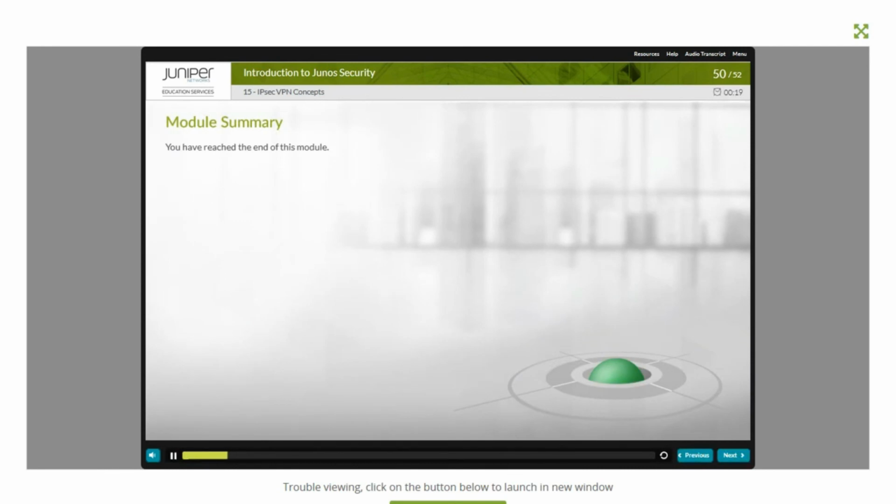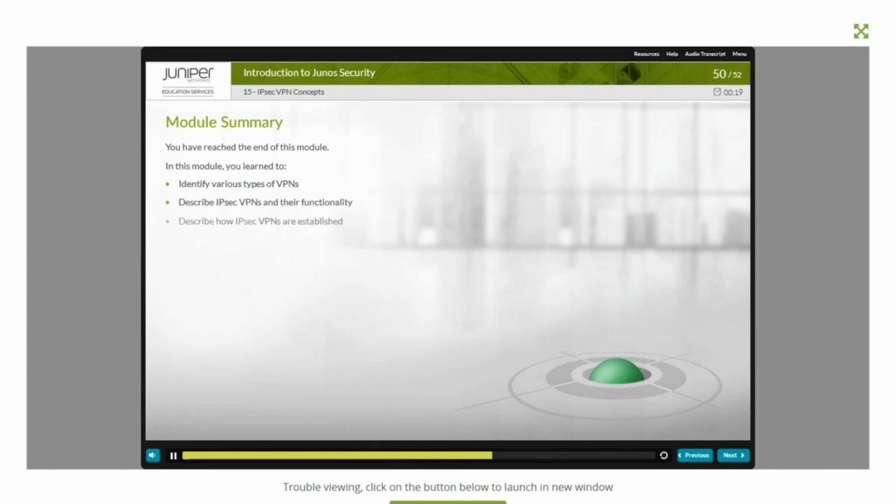You have reached the end of this module. In this module, you learned to identify various types of VPNs, describe IPsec VPNs and their functionality, describe how IPsec VPNs are established, describe IPsec traffic processing.